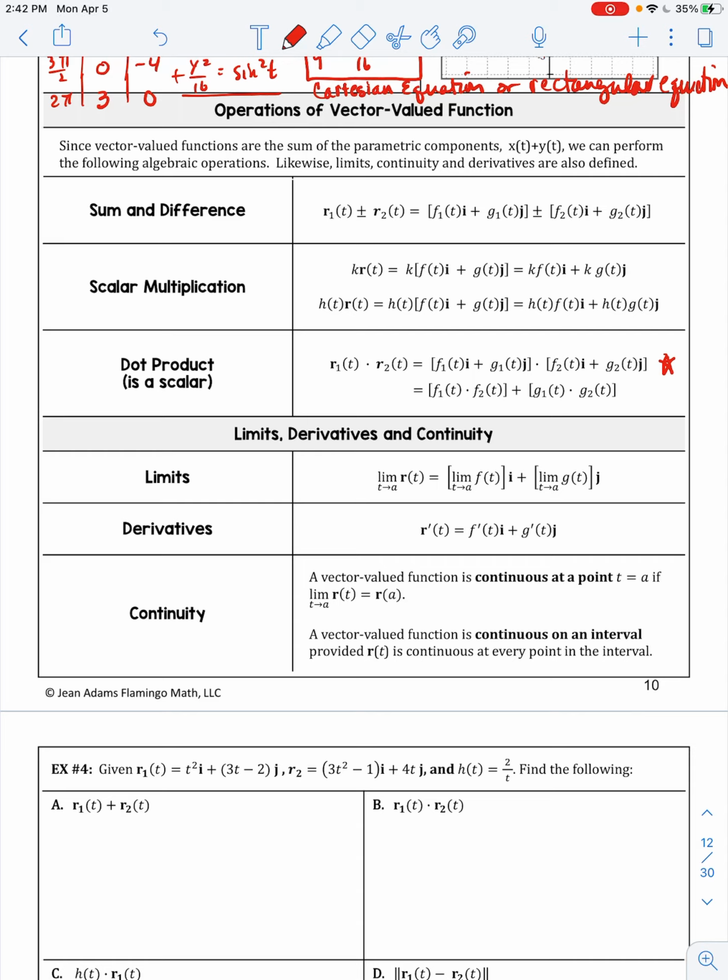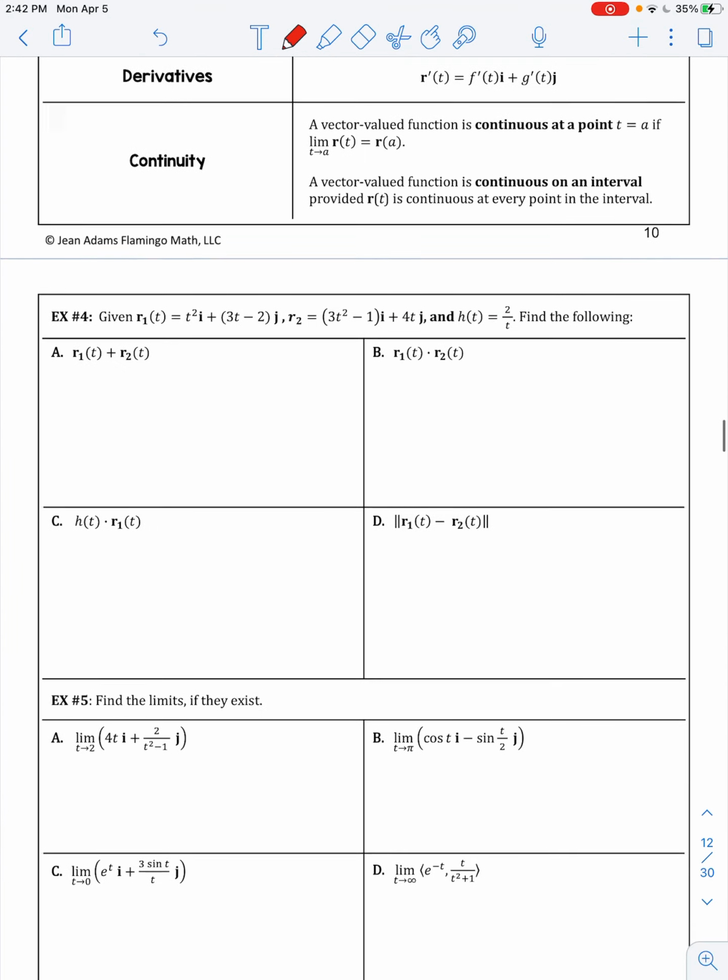A vector-valued function is continuous at a point t equals a if the limit as t approaches a of that vector-valued function r of t equals r of a. And a vector-valued function is continuous on an interval provided r of t is continuous at every point in the interval. Okay, so that leads us to example number 4.